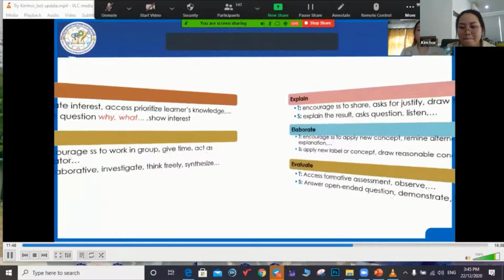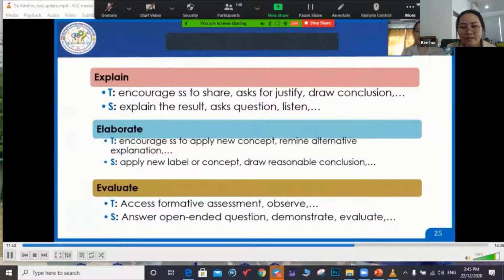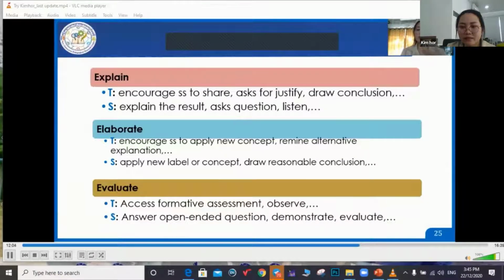And for the explain phase, teachers encourage students to share. It means teachers are not the ones who present or explain the concept. The students are the ones responsible for explaining the concept by themselves. And in the elaborate phase, teachers encourage students to apply the new concept. I mean, teachers give a new concept to the students, deeper or familiar to the previous concept, and the students apply those concepts and then start to investigate and do the explanations again.